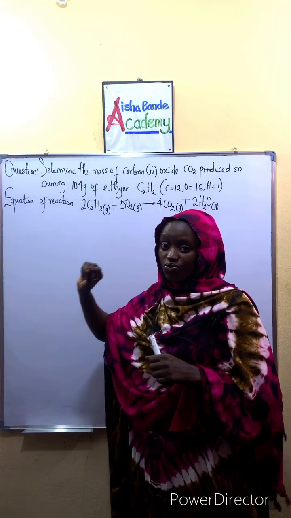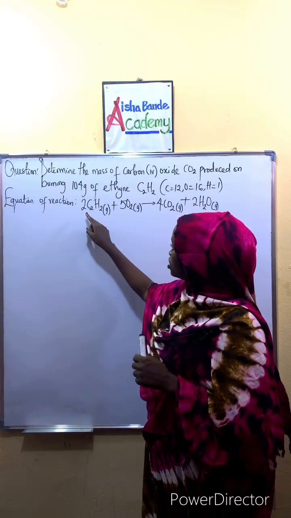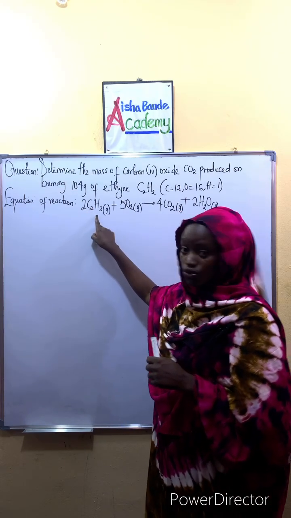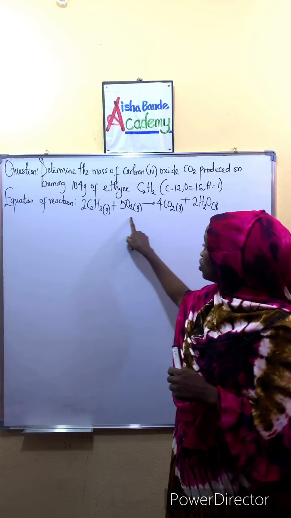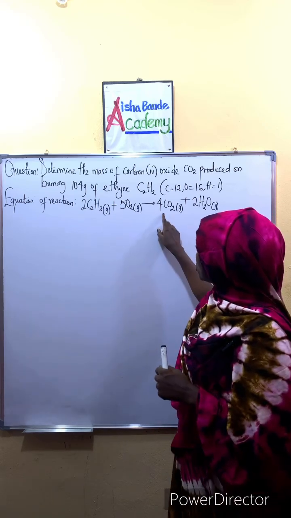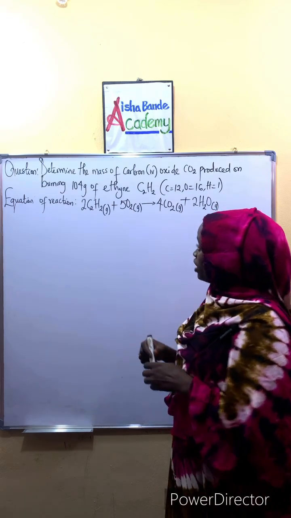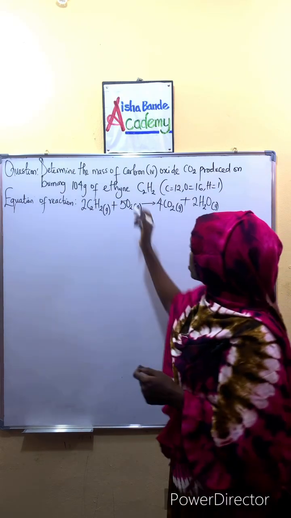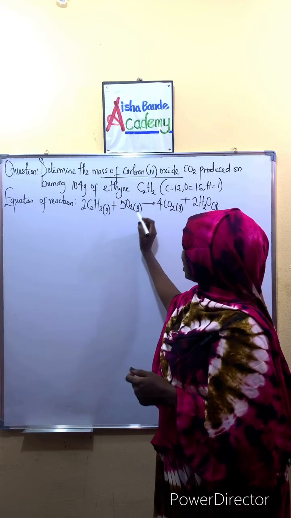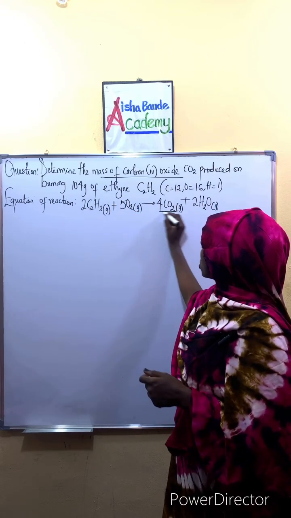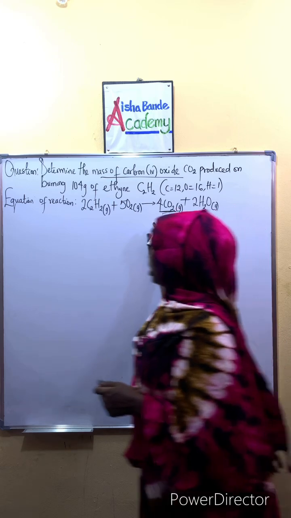And we are also provided with the equation of the reaction, which is 2C2H2 plus 5O2 as the reactants, and the products, which are 4CO2 plus 2H2O. So what we have to determine in this question is the mass of carbon dioxide. That's the mass of the product that's produced from this reaction.